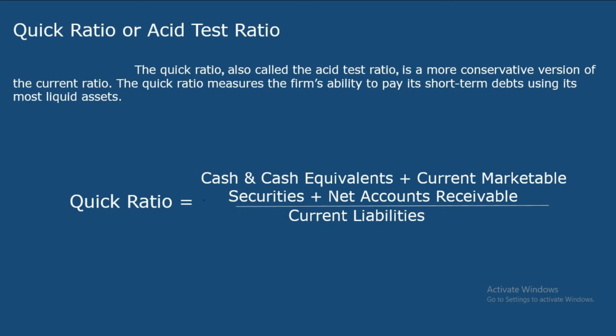It is cash and cash equivalents plus current marketable securities plus net accounts receivable, divided by current liabilities. Did you notice that there is no inventory in the numerator? That means inventory is not a most liquid asset. So we removed the inventory from current assets to find the quick ratio.